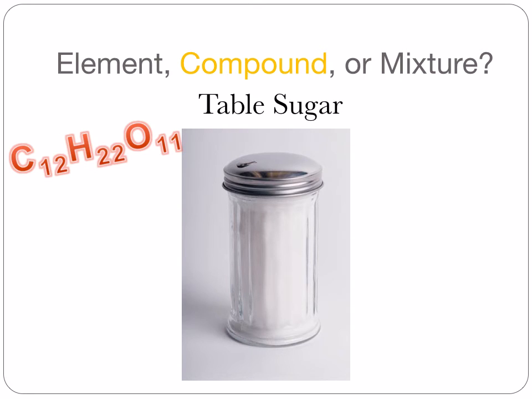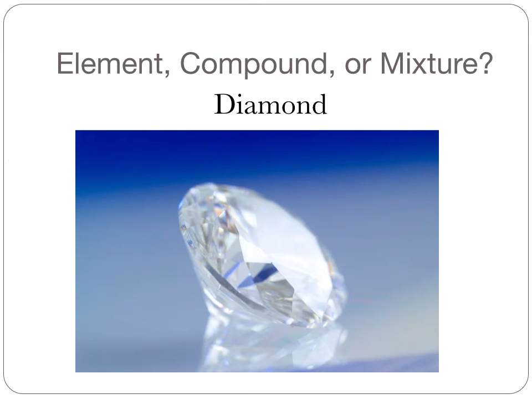It is a combination of carbon, hydrogen, and oxygen. That is its chemical formula on the slide: C12H22O11. If you tried to filter out the carbons, the hydrogens, and the oxygens by physical means, you could not. You have to do a chemical experiment to separate sugar. Diamonds, element, compound, or mixture?